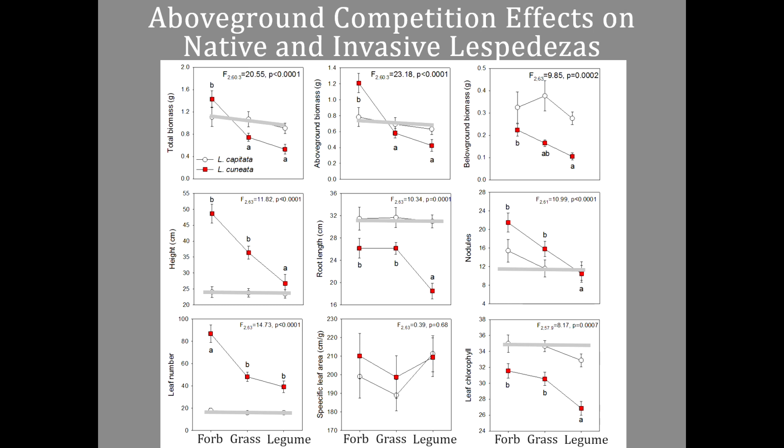relatively the same. But what we found with the invasive is that overall there was definitely a really strong trend, with the invasive Sericea growing the best when it was competing with forbs and performing the worst when it was growing with legumes. Again, if we think back to what we found in the field surveys, we found that there was a much greater abundance of legumes where Sericea wasn't growing, okay? And here we find that Sericea doesn't really perform that well when it's competing with other legumes.